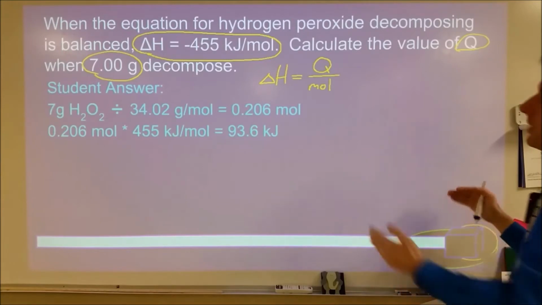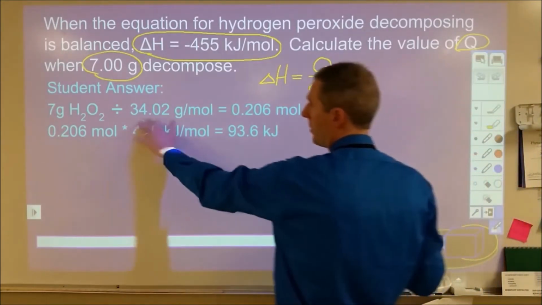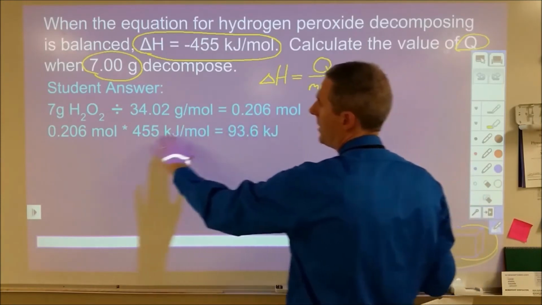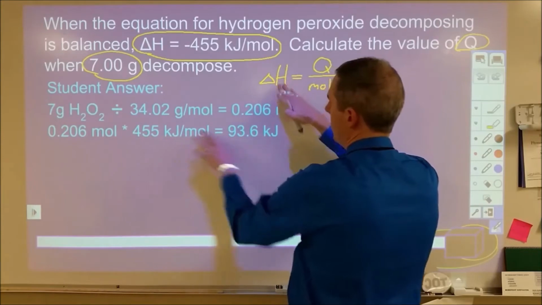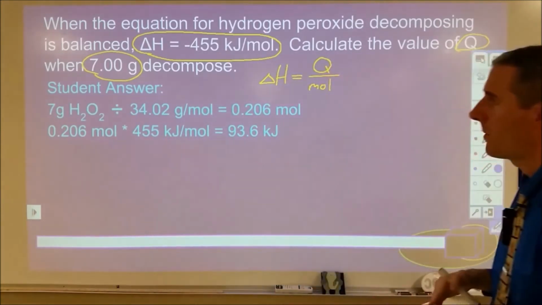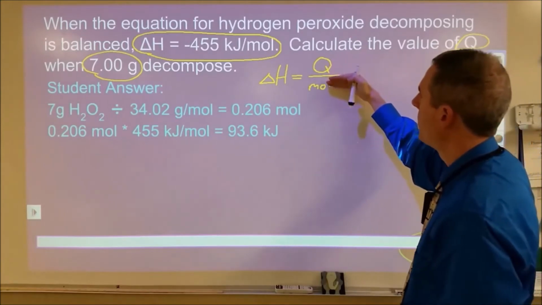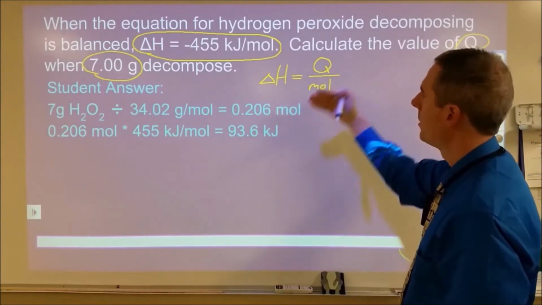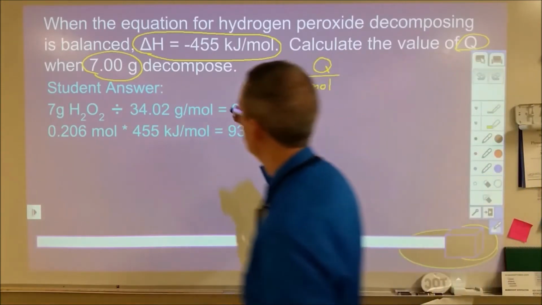So with that said, the student correctly identified that this is the equation they would like to use. They went through and changed into moles of peroxide, and then they used moles times delta H to get the Q. Okay. Now the problem with this equation is that it's not Q per mole of something in particular, and so we need to specify what exactly this mole means. And they hint at this in the problem.